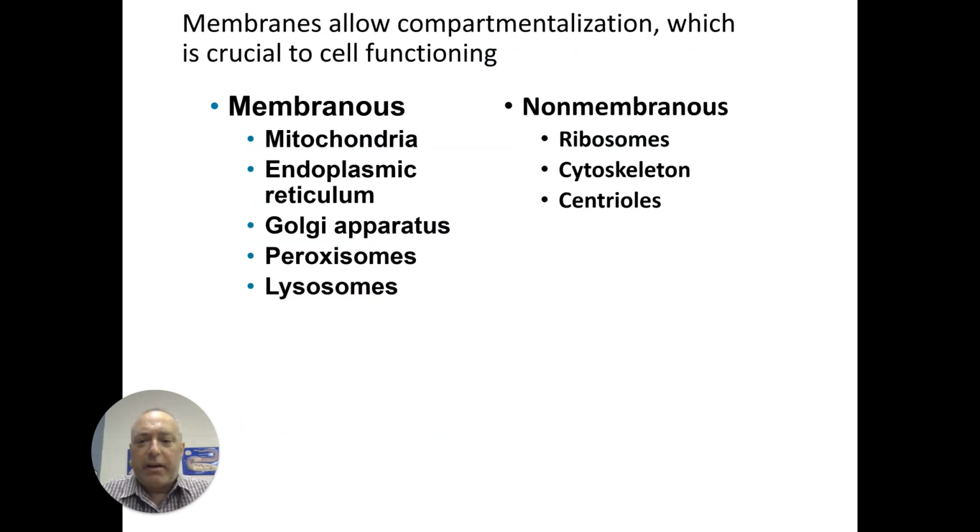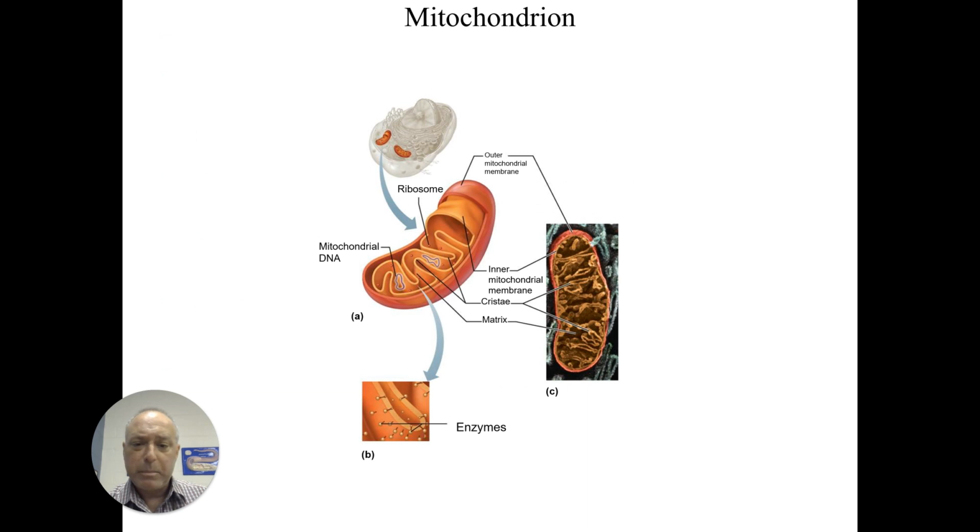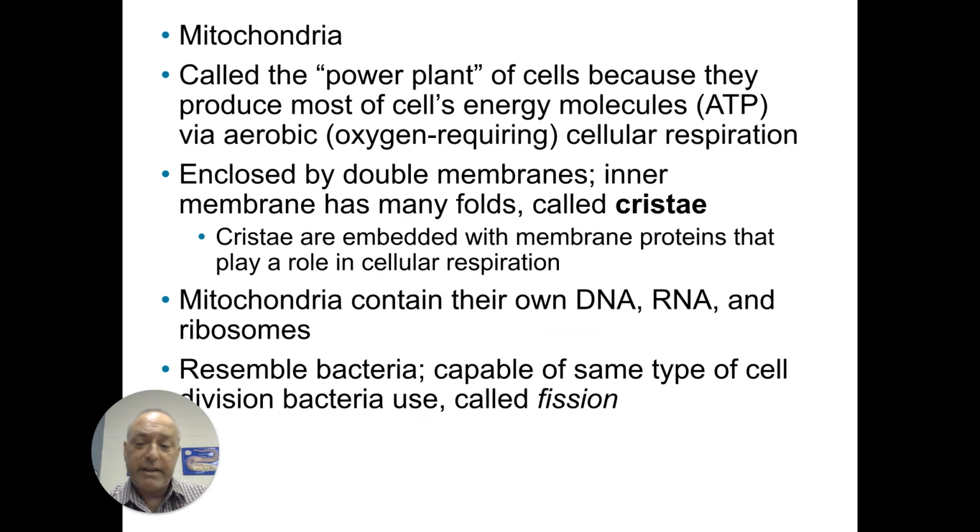So let's go on to the different components of the cell: the mitochondria, endoplasmic reticulum, Golgi apparatus, peroxisome, and lysosome. Those are membranous; they're membrane bound. Non-membrane bound are ribosomes, cytoskeleton, and centrioles. Okay, so the mitochondria are the powerhouse of the cell because they make ATP. This is where cellular respiration occurs. Now, mitochondria, interestingly enough, have their own DNA and their own RNA and their own ribosomes. And we can get into what's called the endosymbiotic theory later.